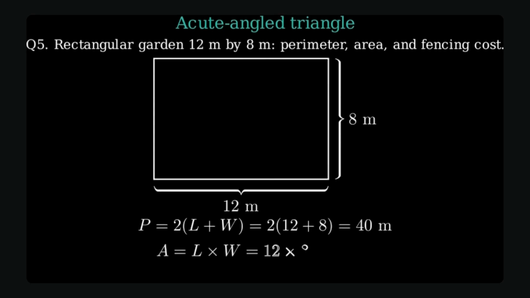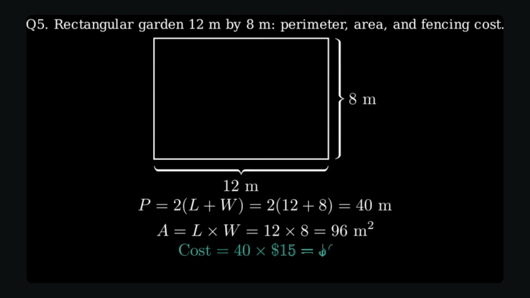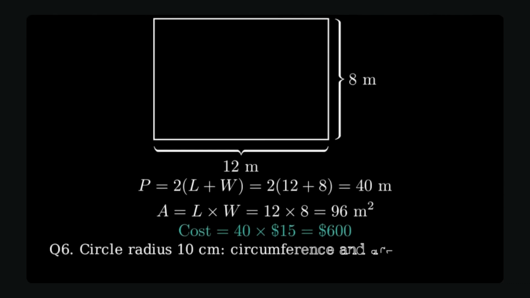Area is length times width. So A equals 12 times 8, which is 96 square meters. Fencing costs $15 per meter, and fencing goes around the perimeter. So cost equals 40 times 15 equals $600.